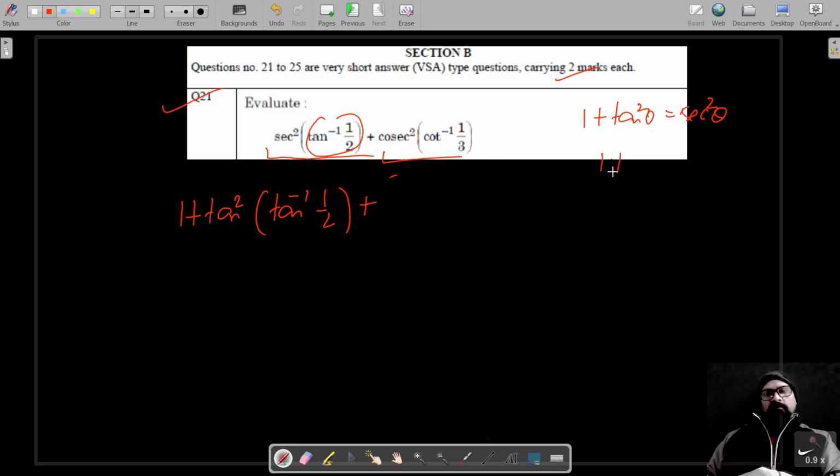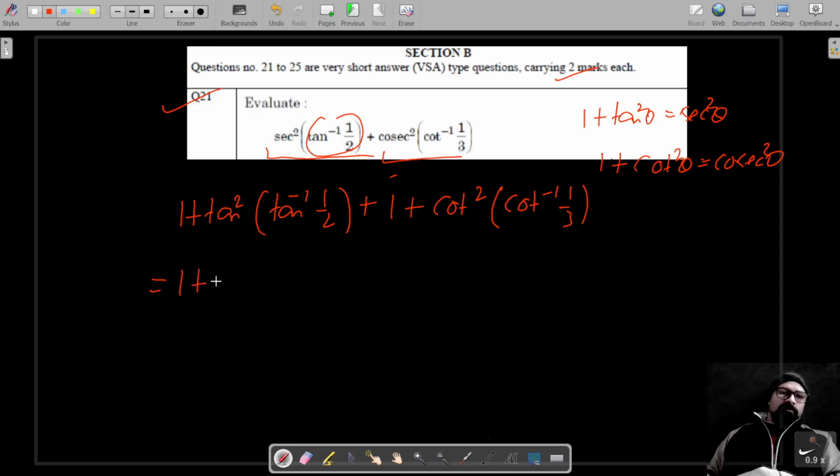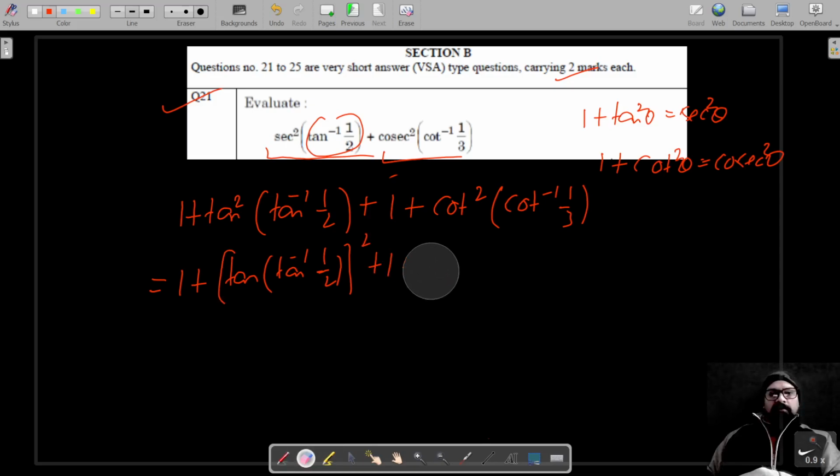Similarly, cosecant square, we know that 1 plus cot square theta is equal to cosecant square theta. So this can be written as 1 plus cot square of cot inverse 1 by 3. Now this is tan, I can write this as tan inverse of half the whole square plus 1 plus cot of cot inverse 1 by 3 the whole square.